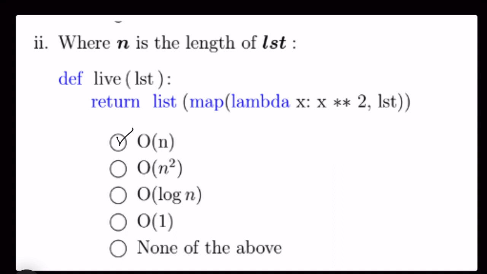As a side note, filter works in a similar way, where the filter object being returned has a time complexity of O of 1 since only the iterator is returned, but a list being called on the iterator has a time complexity of O of n.